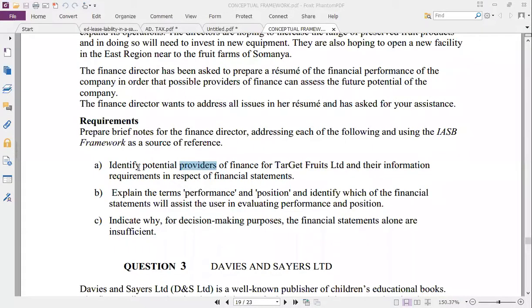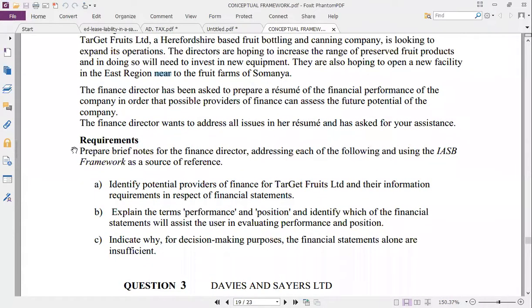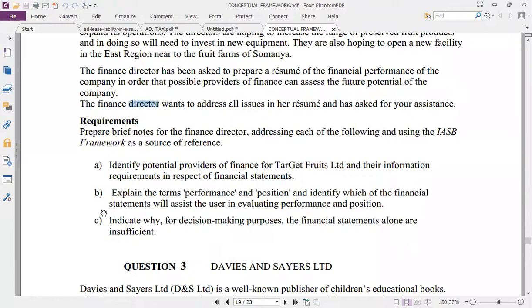So obviously, right after reading the requirements, we start solving it, and that's the best way, without going through the entire syllabus or the entire guide here. Sometimes you don't need any point from the guide. Let's go to B. Explain the terms performance and position and identify which of the financial statements will assist the user to evaluate performance.